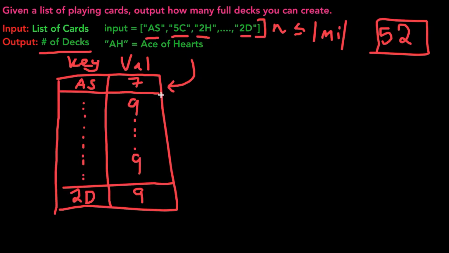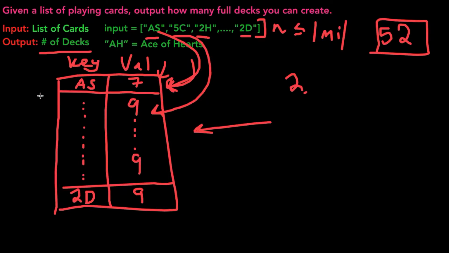Once we create a dictionary with every single card, we start keeping track of it. Whenever we have an ace of spades, we increment the counter for the ace of spades. Whenever we have a 5 of clubs, we increment the counter for 5 of clubs, etc. Now, once we have the full list, the first step was to create this hash map with all the keys and all the values. The second step is to go and find the minimum value.